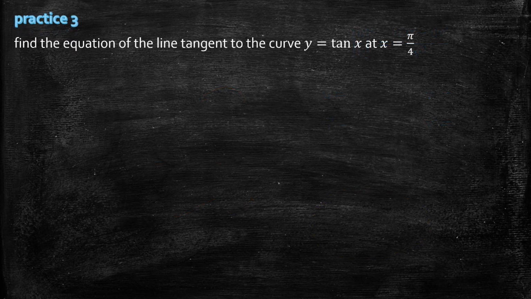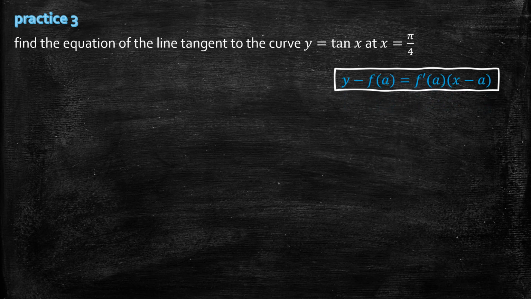So our last practice problem is to find the equation of the line tangent to the curve y equals tan x at x equals pi over 4. Now, this is the equation of the tangent line that was generated in a previous video, but we're not using function notation here. I mean, we could replace y with f of x, but let's go back to just old-fashioned point slope form that you would have learned in Algebra 1.